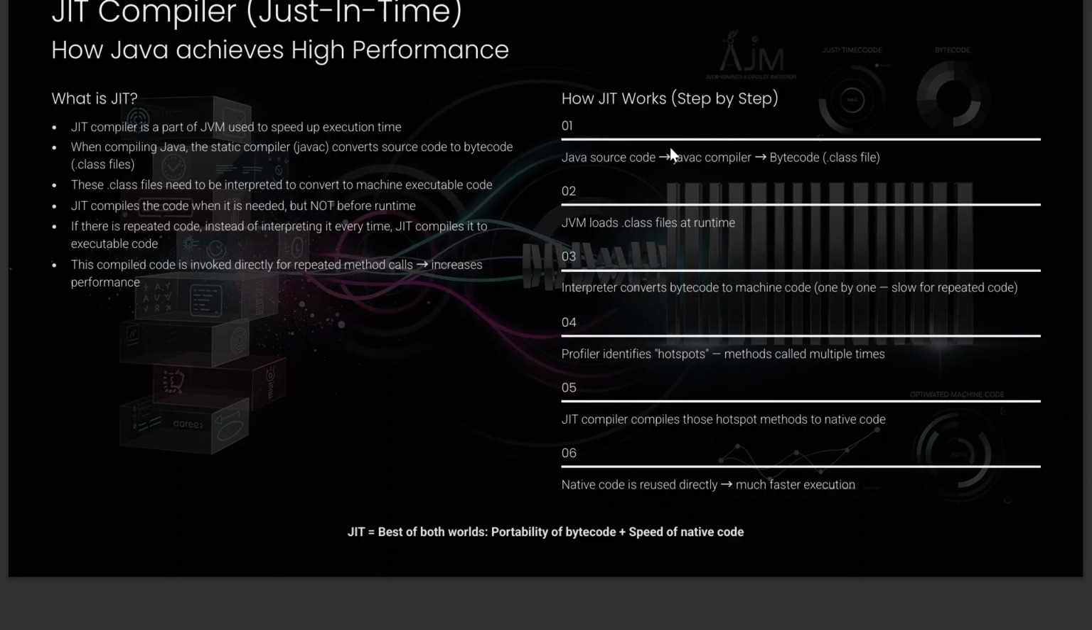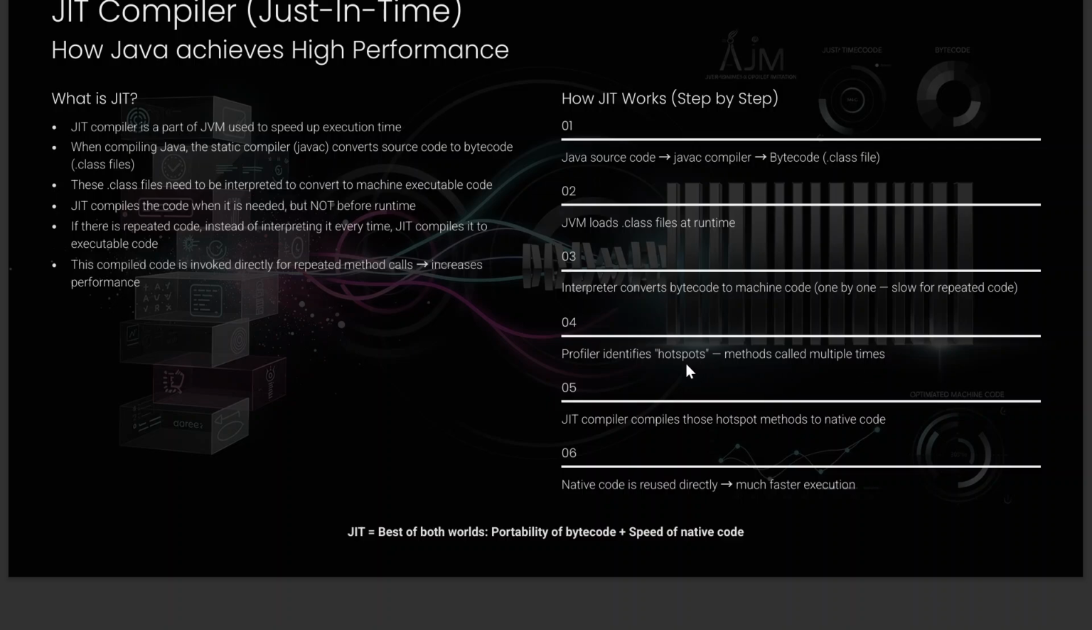Let's go through this step by step, and I'll show you with a diagram how this happens. You have your source code, your .java file. You took your javac compiler and generated the bytecode, which is a .class file. Now the JVM will take this bytecode and load these files, and then it starts interpreting the code. It interprets the bytecode and tries to convert it into machine code. Since it is doing it one by one, this is obviously slow for repeated code, right?